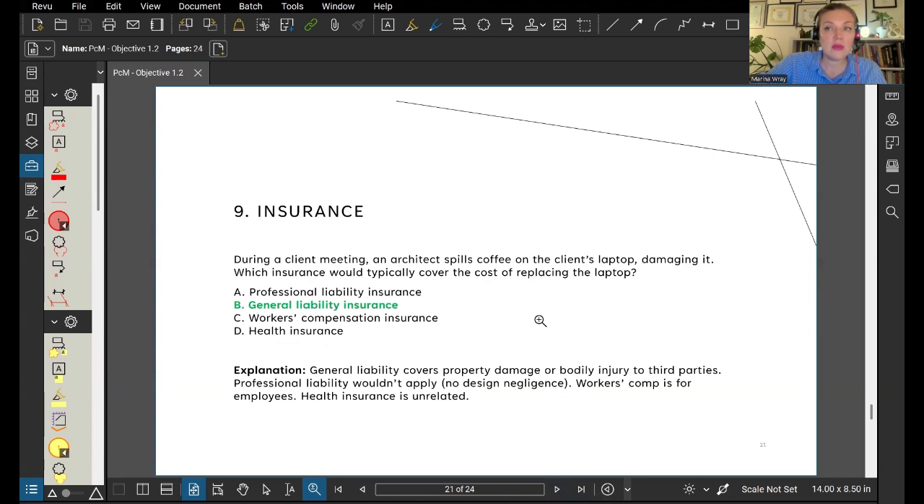So here again, we're talking about general liability insurance, and that's our answer, B. General liability covers property damage or bodily injury to third parties. Professional liability wouldn't apply, there is no design negligence. It's just an accident, the architect spilled the coffee. And workers' comp is for employees. Health insurance is unrelated here as well.